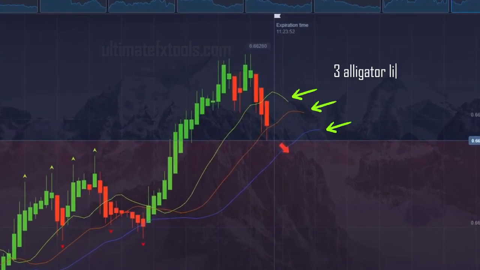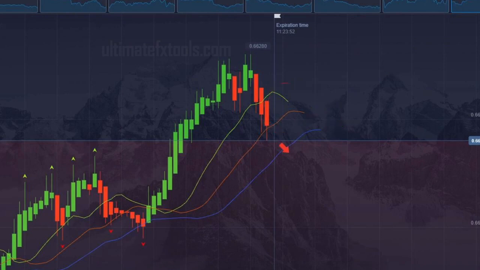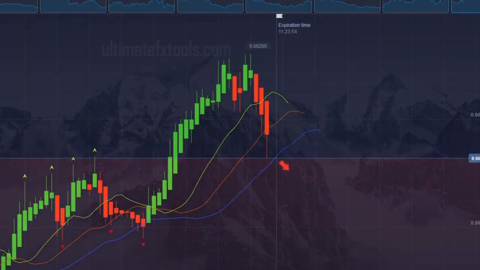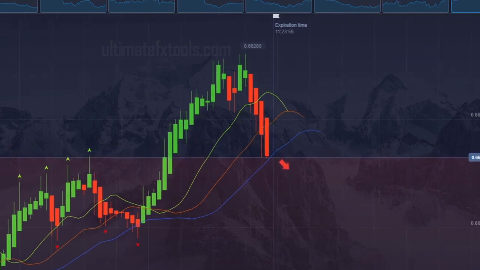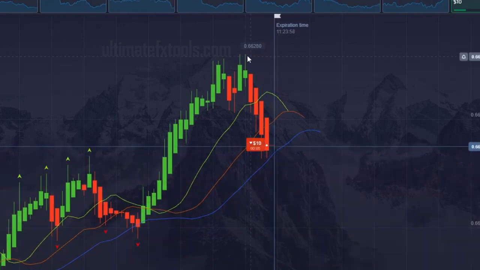The three alligator lines are aligned with each other, and the green and orange lines will meet soon. Then we will wait for the fractal arrow to generate. It already touches the orange line. We can trade with it without the fractal, as long as the trend is smooth going down.